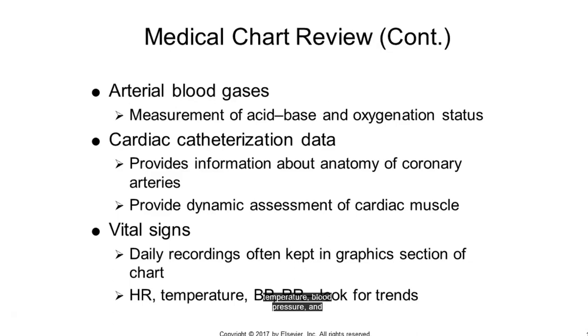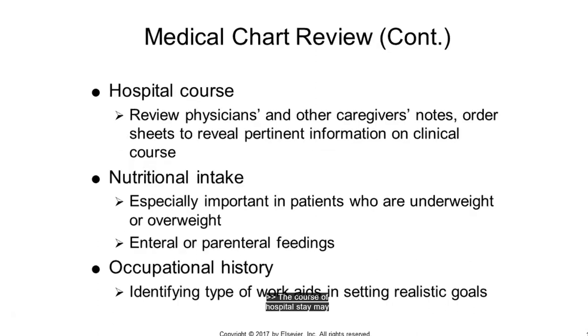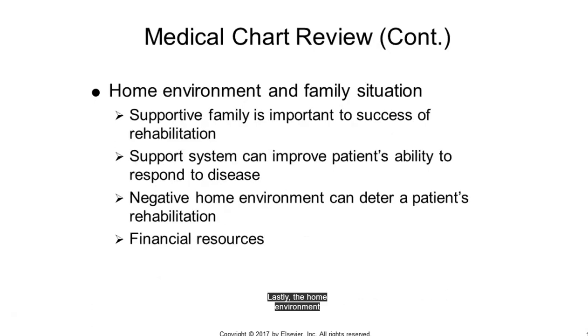and vital signs such as heart rate, temperature, blood pressure, and respiratory rate can help assess whether current interventions are improving the patient's status. The course of hospital stay may reveal clinical course, and nutritional intake is especially important for underweight or overweight patients, particularly those with cardiopulmonary diseases. Occupational history may help set realistic goals, assisting the patient on returning to work in a timely fashion. Lastly, the home environment and family situation may provide insight as to the patient's ability to respond to rehabilitation.